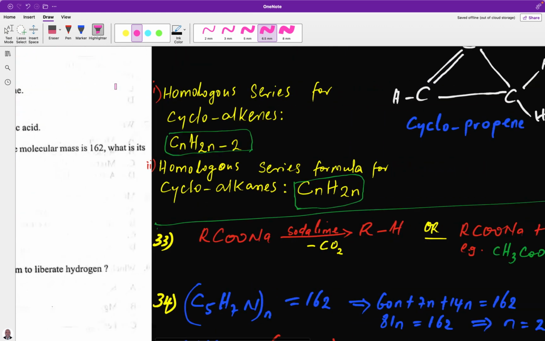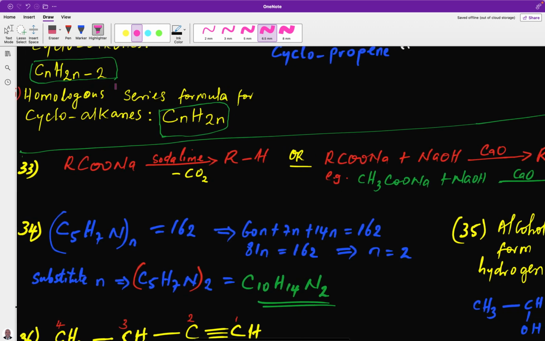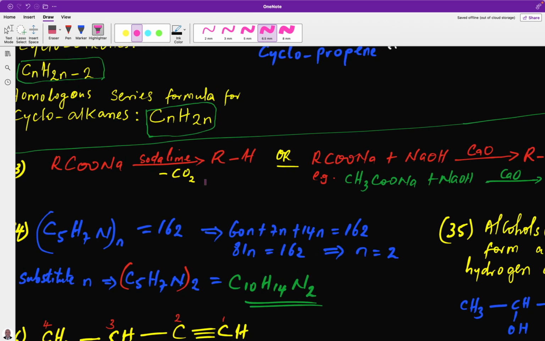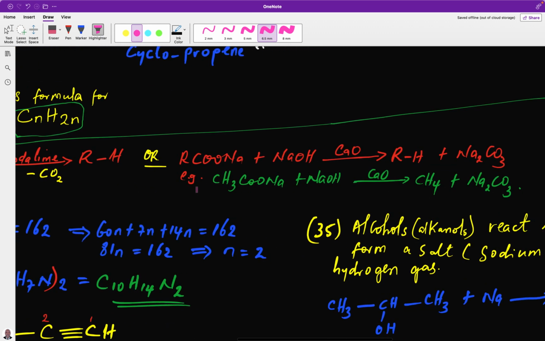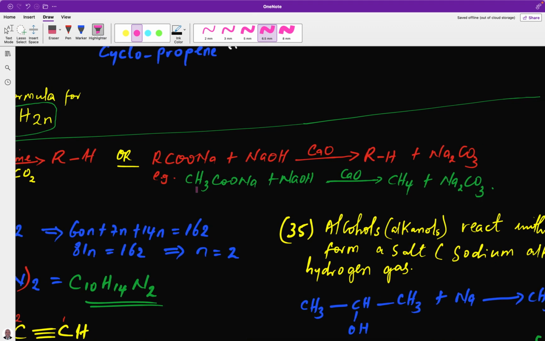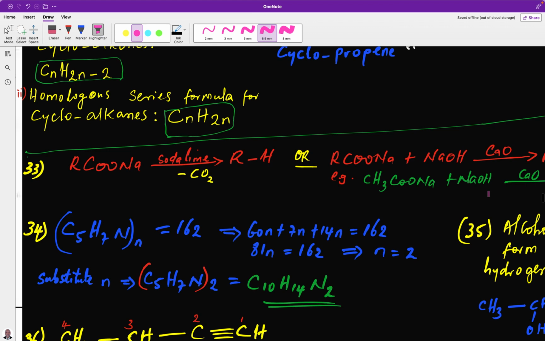Now, heating this with soda lime will remove a molecule of water. But there is another method you can use in the production of alkanes. You can use sodium ethanoate plus sodium hydroxide and calcium oxide. It gives us methane and sodium carbonate. That is another method you can use, but we were dealing with the first method using soda lime.